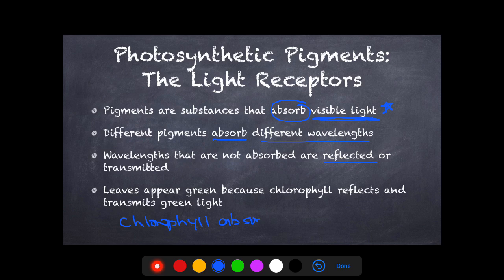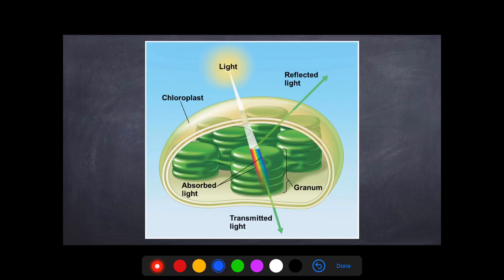So chlorophyll is going to absorb violet, blue, and red light, and then it will reflect the green light, which is what we see.